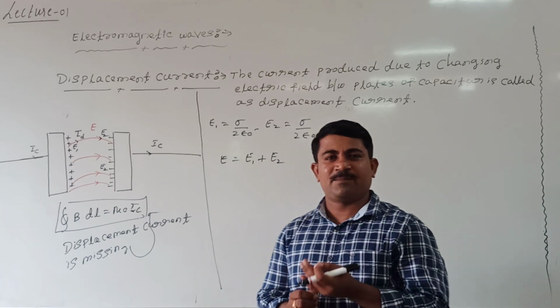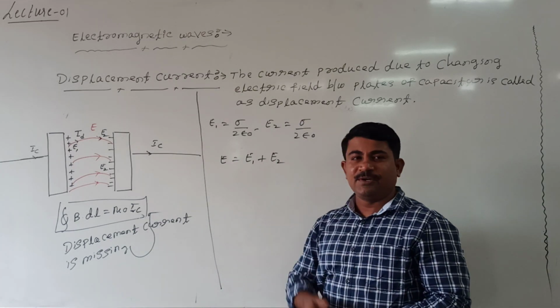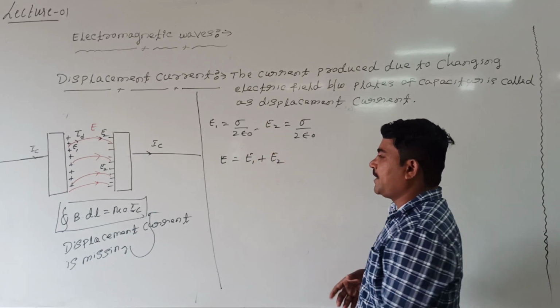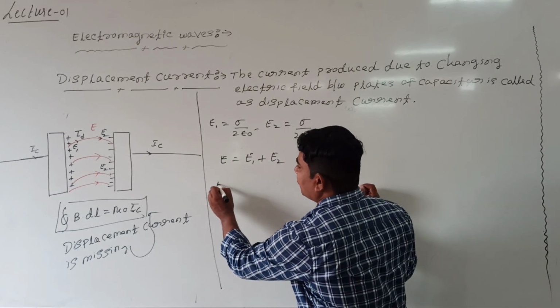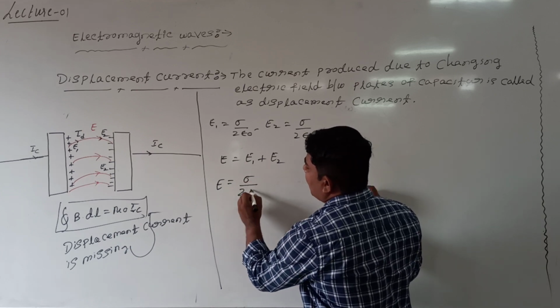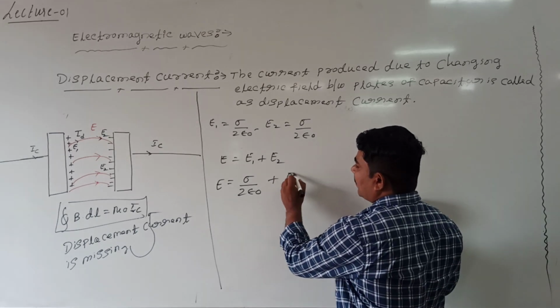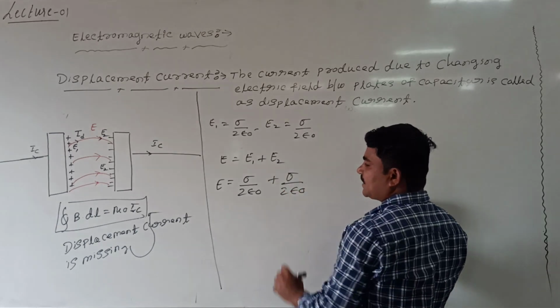What is this value? E1 plus E2. I mean, electric field due to positive charge, electric field due to negative charge. So look at me here. What electric field is produced then? The electric field changes by what value? Sigma divided by 2 epsilon naught. Right or wrong? Again, what value? Sigma divided by 2 epsilon naught.